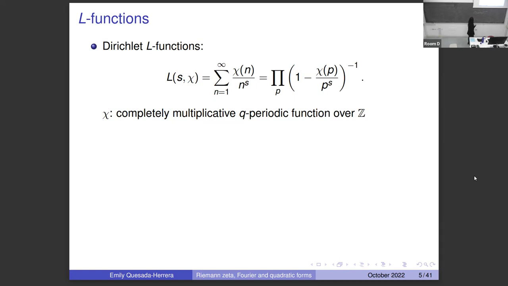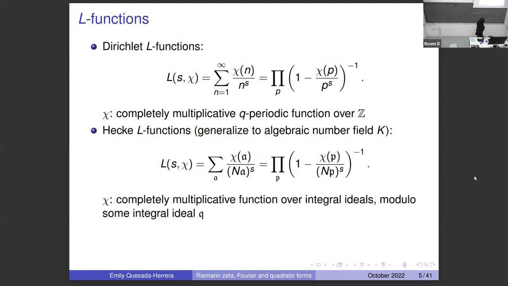So it has two nice properties. Since it is q-periodic, in a sense it captures the structure of arithmetic progressions, but also it is multiplicative, so we still can write it as a product over prime numbers. So now we can use this to study primes with this special structure. And there's also another one that I like. These are called the Hecke L functions, and we can think of this as a generalization of the L function to an algebraic number field.